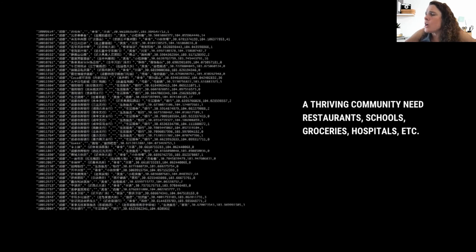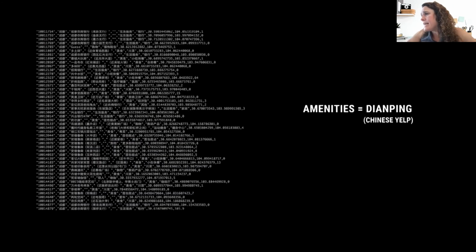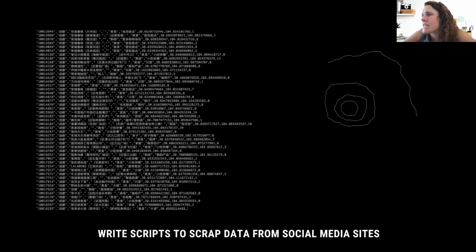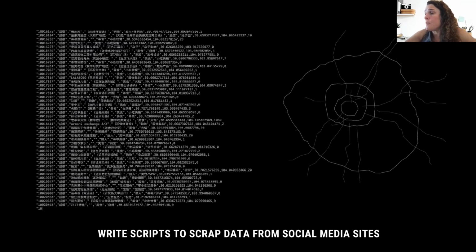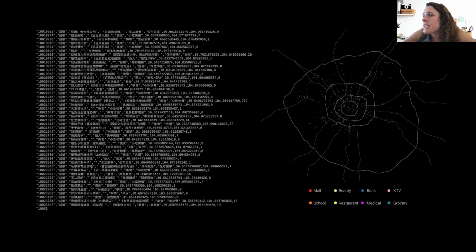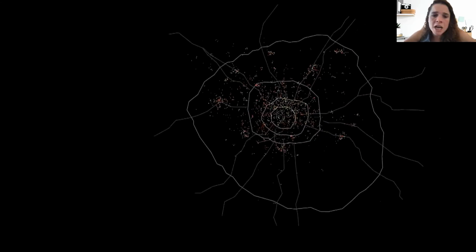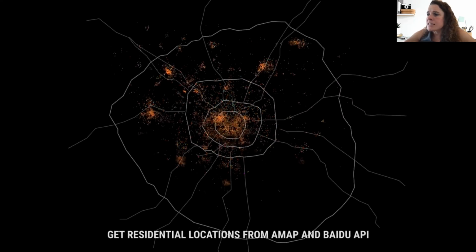And so we started with a model that is based on the premise that thriving communities need amenities, and that if you don't have amenities, you could potentially be a ghost city. We collected data from Dianping, which is the Chinese version of Yelp, about things like beauty supplies, shopping malls, grocery stores, etc.